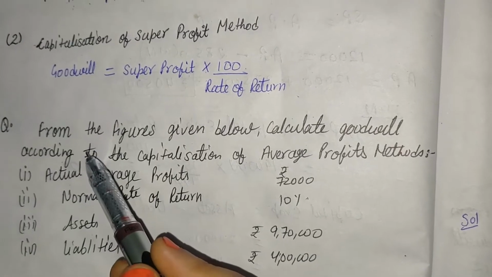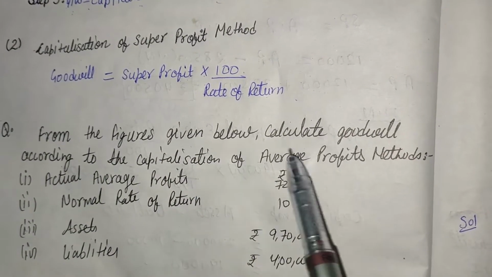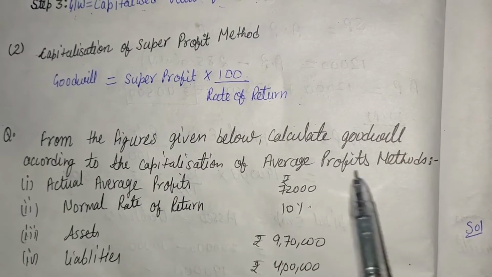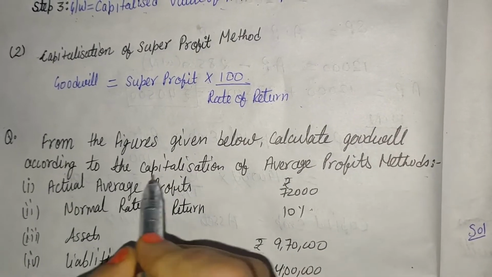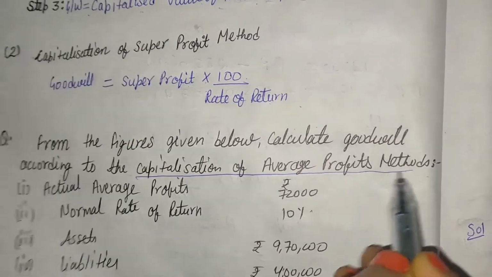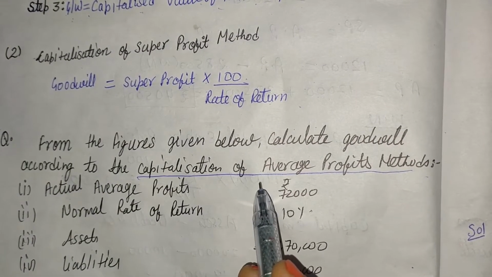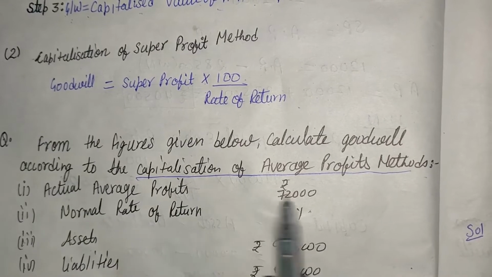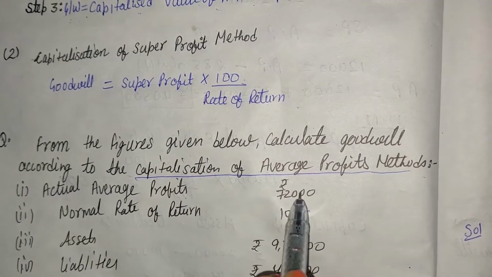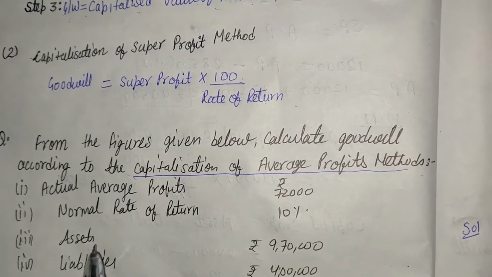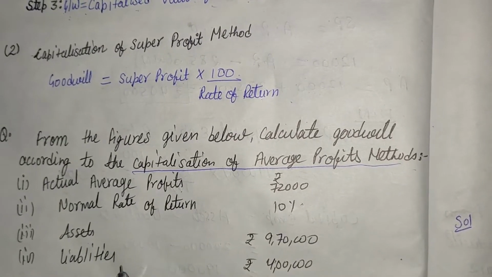Here the first question is, from the figures given below, calculate goodwill according to the capitalization of average profit method. That is the first method of the capitalization method. Here the actual average profit is given, that means average profit is given. The normal rate of return is also given, that is 10%. Assets are given and liabilities are given.